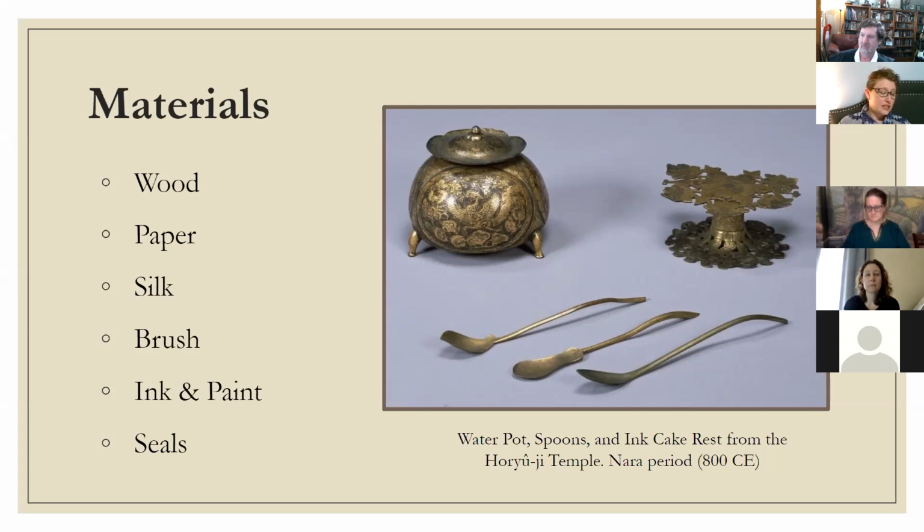The water pot and the ink cake rest are thought to be from Japan or China. I think they say the ink cake rest, which is on the right, is said to be from Japan. And the spoons down below, the water spoons, are thought to be from Korea. The water pot is actually on display through the Google Arts and Culture site right now, so you can go take a look at that.